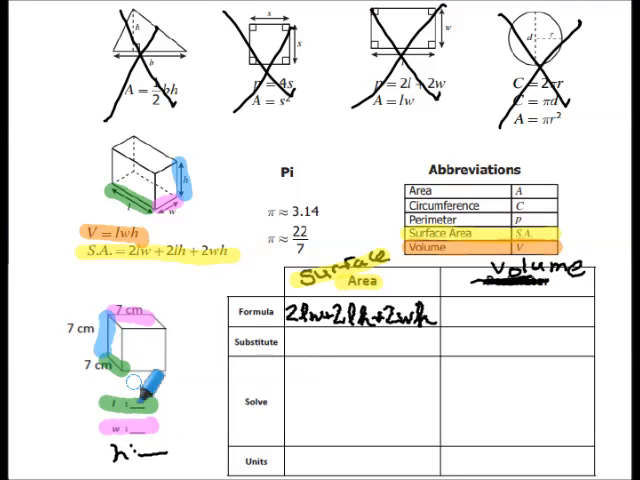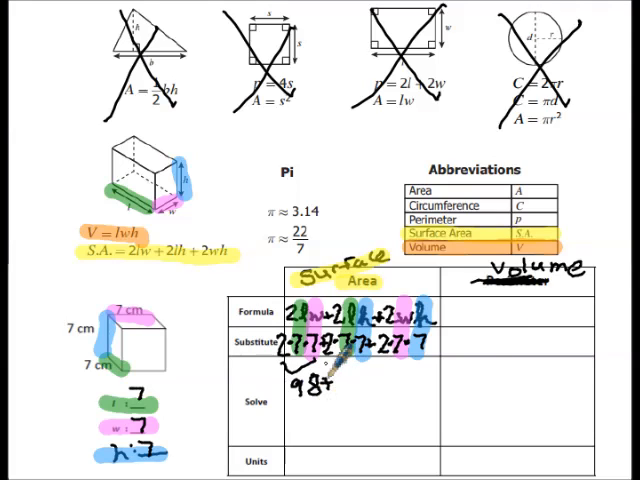Well, the length is going to be 7, the width is going to be 7, and the height is going to be 7. So I'm going to put 7 in for all of these measurements. So we end up having 2 times 7 times 7 plus 2 times 7 times 7 plus 2 times 7 times 7. And we're going to do each of those sets of multiplication because multiplication comes first in PEMDAS. So 7 times 7 is 49, and 49 times 2 is 98. So that's 98 again, and 98 once more.